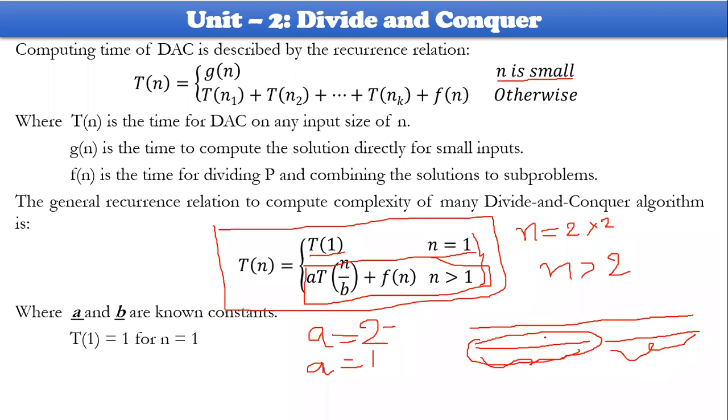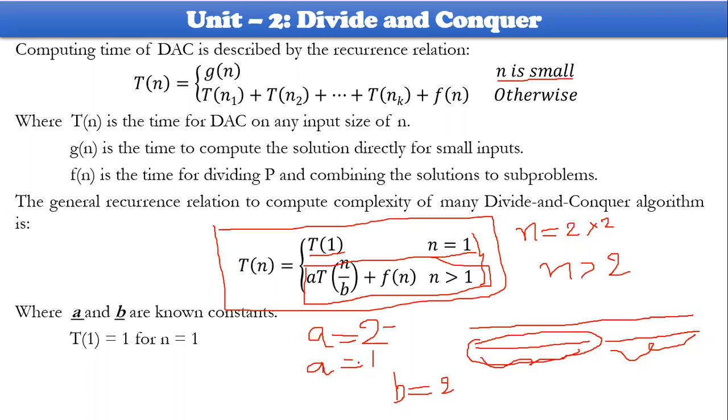And then B is a constant value actually. So B is always a constant. Divide and conquer always tries to divide the problem into two partitions. B will always be 2. A will vary and B will always be 2. So if A equals 2, both subproblems will be taken into consideration for performing the operation, whereas if A equals 1, either of the subproblems will be taken into consideration for achieving the output. Hope that you do understand.